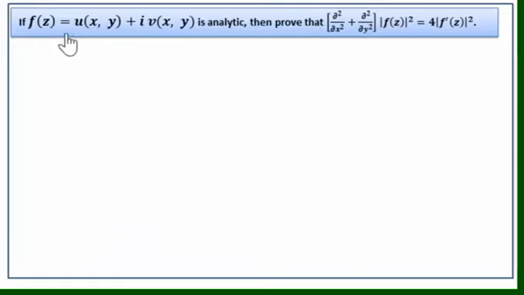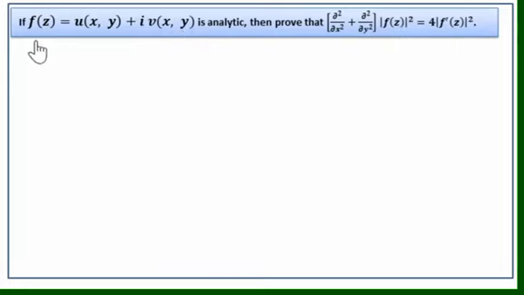If f(z) = u(x,y) + i v(x,y) is analytic, then prove that ∂²/∂x² + ∂²/∂y² of |f(z)|² is equal to 4|f'(z)|². Here, given f(z) = u + iv is analytic, and we need to prove this result.